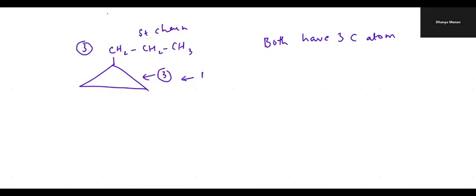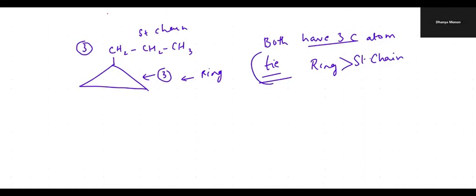In such cases, not in all cases, when there is a tie, there is nothing to compare. There's no functional group. Both of them have no functional group. Both of them have no double or triple bond, and they have an equal number of carbon atoms. So there's a tie. In that case, the ring is given more priority than the straight chain. I said only in case of a tie, please. Okay. So in that case, what would happen?